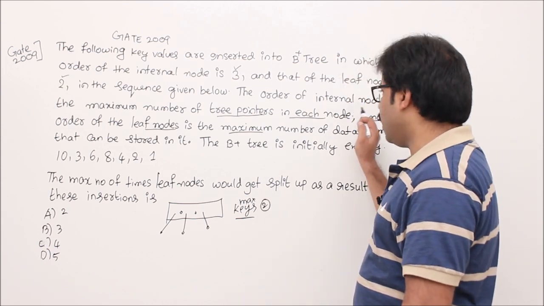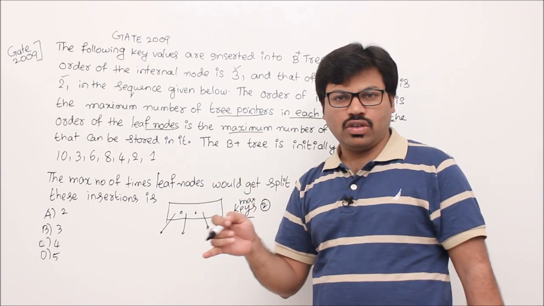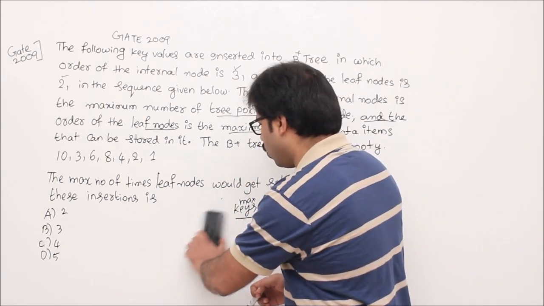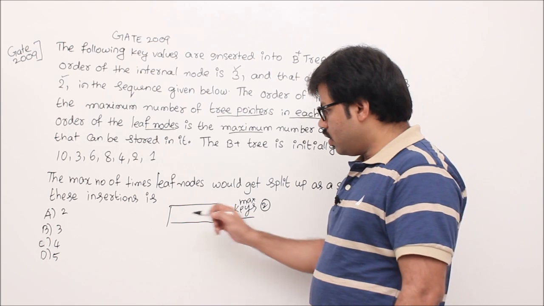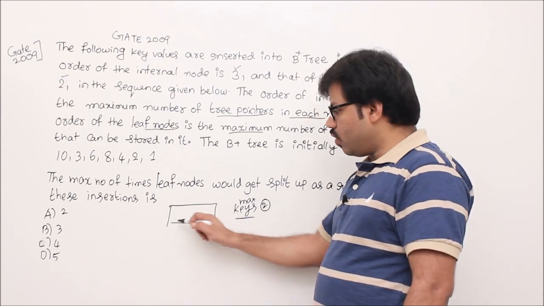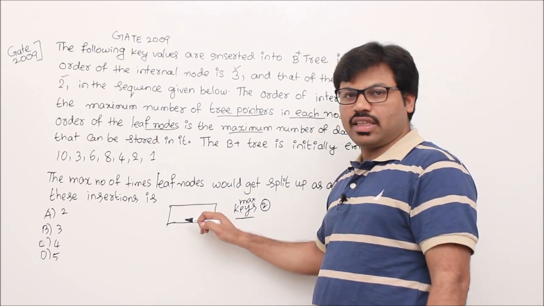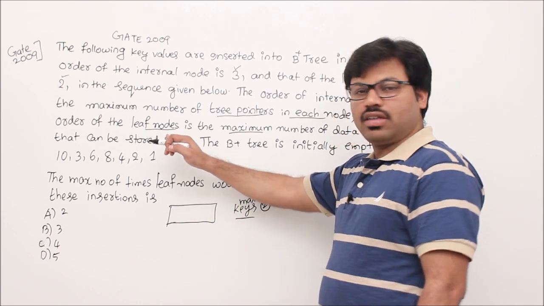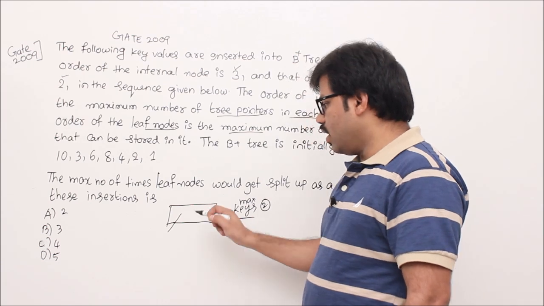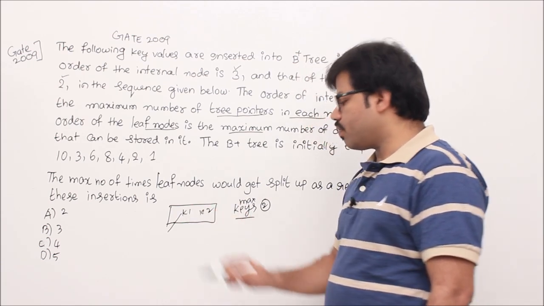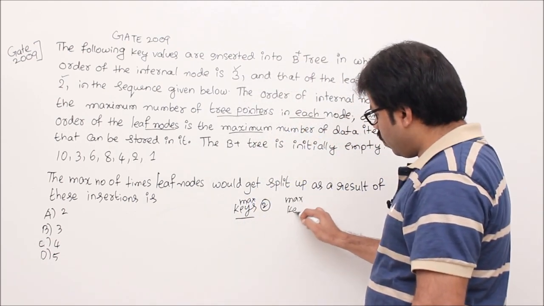Now let's read the leaf definition. Order of the leaf nodes is the maximum number of data items that can be stored. How many maximum? Since order is 2, the maximum number of data items we can store is only 2. That is the way it is defined. So data items here are keys, right? We know that in a B plus tree, a leaf node contains key, record pointer. That's why here data items are nothing but keys. So the number of keys is exactly equal to the order. So what is the order? 2. So maximum keys are 2. That is the way it is defined. Key 1, key 2, let's say in that way. So finally I can say that maximum keys in leaf equal to 2.